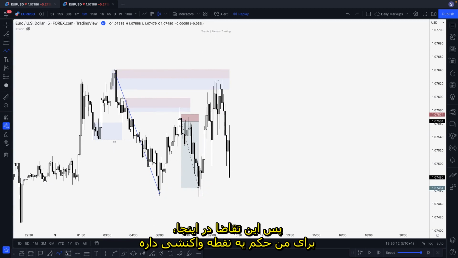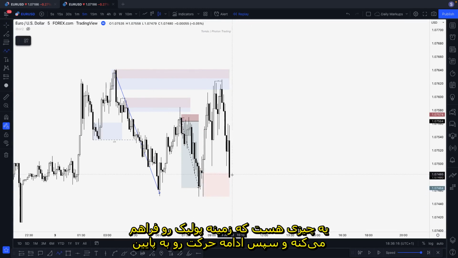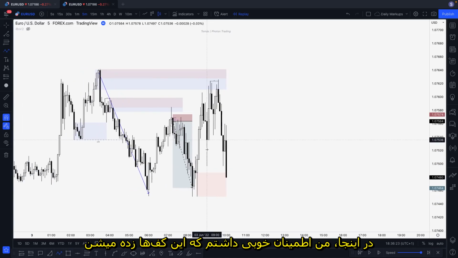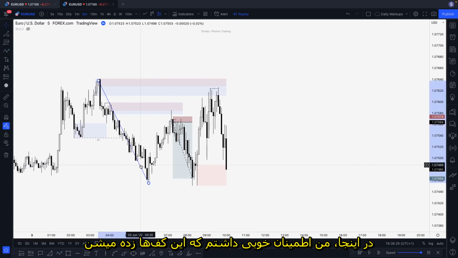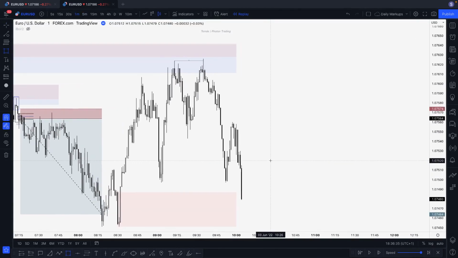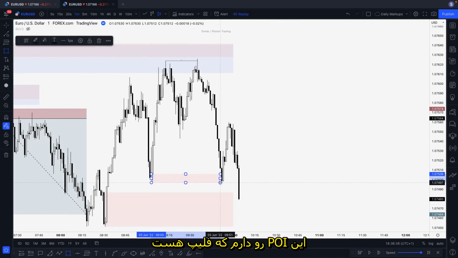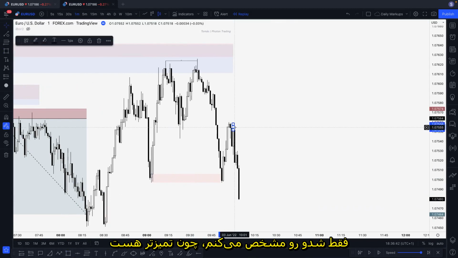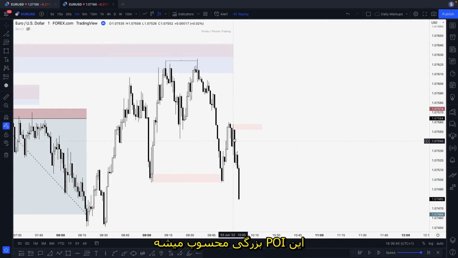This demand here is just a reaction point for me. It's just something that provides a pullback and continues to the downside. In this situation, I'm not saying that I knew, but I was confident the low was going to get run, and I have two POIs to look for. So I have this POI, right? Let me just go to M1, it's easier. I have this POI, right? This is a flip. I'll just put the wick because it's cleaner. This is a very large POI.